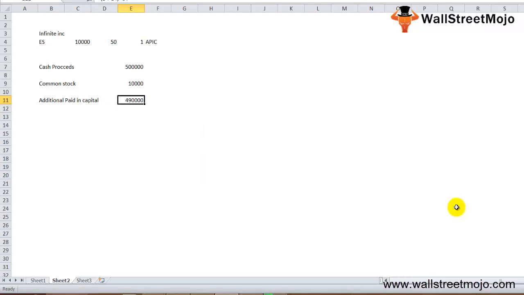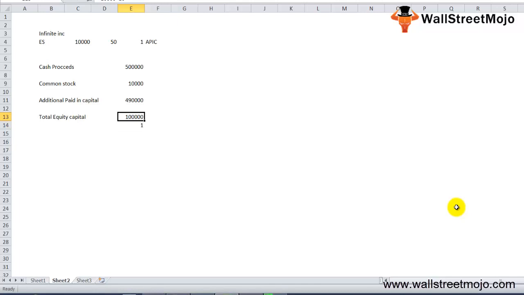There's 4,90,000. So Infinite Inc. has issued 10,000 equity shares at 50 each, and that means the total equity capital is going to be 10,000 into 10. That's going to be $1 lakh.